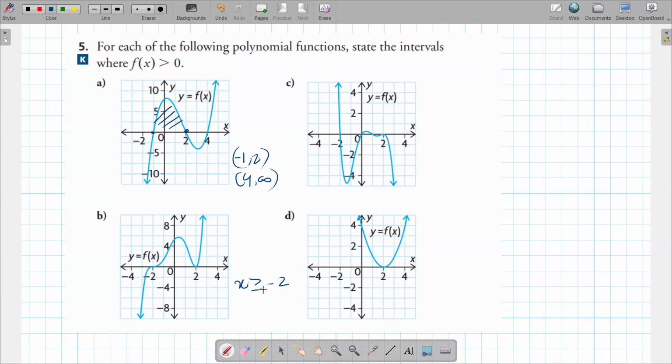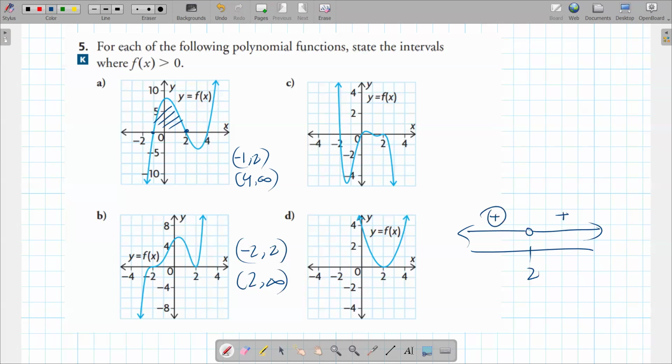Because if you say this, you're saying that when x is exactly 2, we're positive. We're not. When x is exactly 2, we're 0, which is not positive. It says strictly greater than 0. So here's the answer to part B. Just understand this. It's going to be from negative 2 to 2 exclusive, and it's going to be from 2 to infinity exclusive. All that means is that we're excluding the number 2. So at 2, it's not positive. To the left of 2, we're good. To the right of 2, we're good.